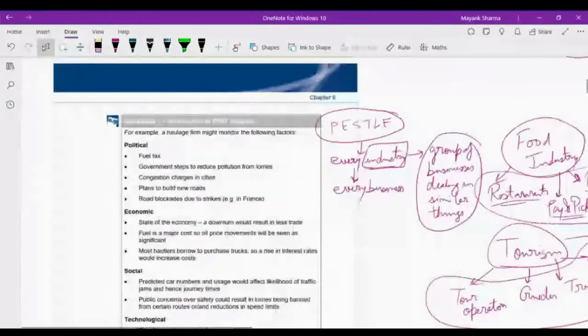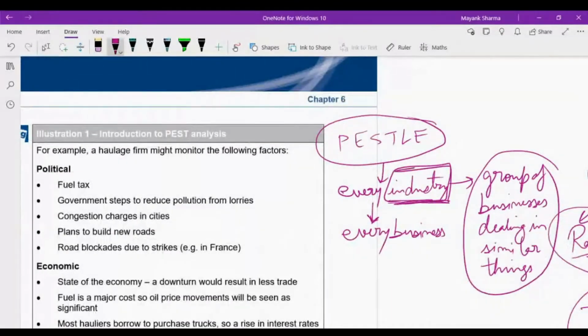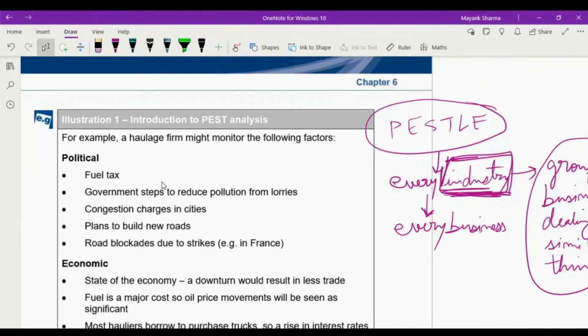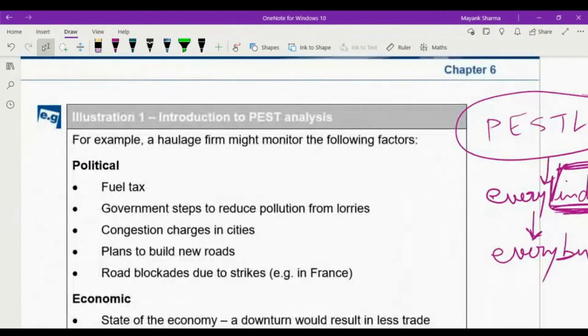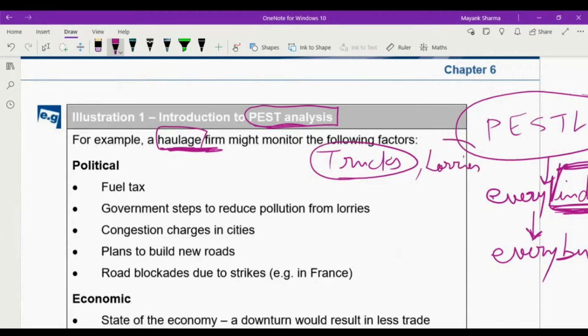Okay. So that means if PESTLE operates on every industry, automatically it operates on every component of the industry. I'm referring to the smaller businesses. Okay. So here, just to understand PEST analysis for any industry or any kind of firm, we are taking a haulage firm as an example. Haulage firm is one which transports goods. Haulage means transportation of goods. So they might be using trucks, they might be using lorries and other things as means of transport. And that's how they are shifting goods from one place to another.